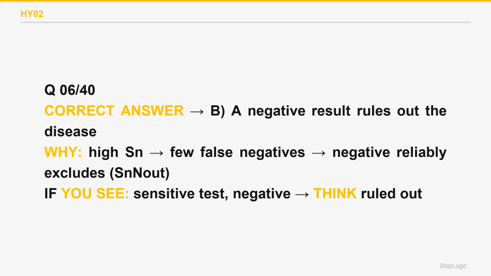A positive result on a sensitive test does not confirm disease, because a sensitive test still has many false positives. Confirmation is the job of a specific test. Choice A wrong. A negative result cannot confirm disease. That pairing is backwards. Choice D wrong. A sensitive test that is negative rules the disease out.